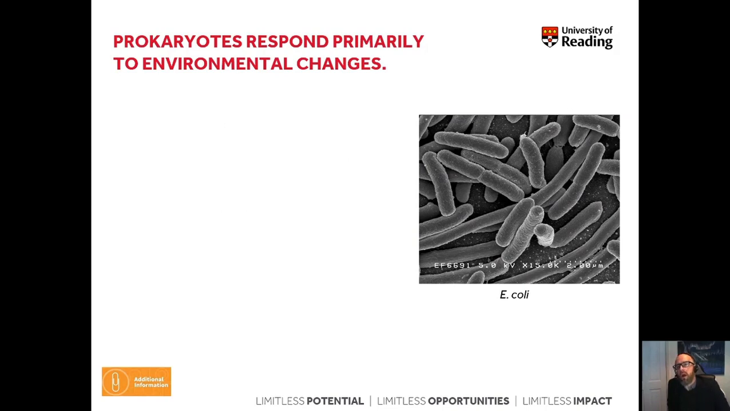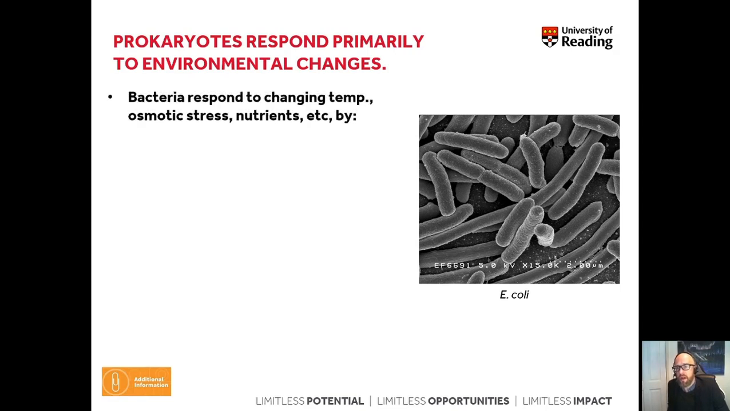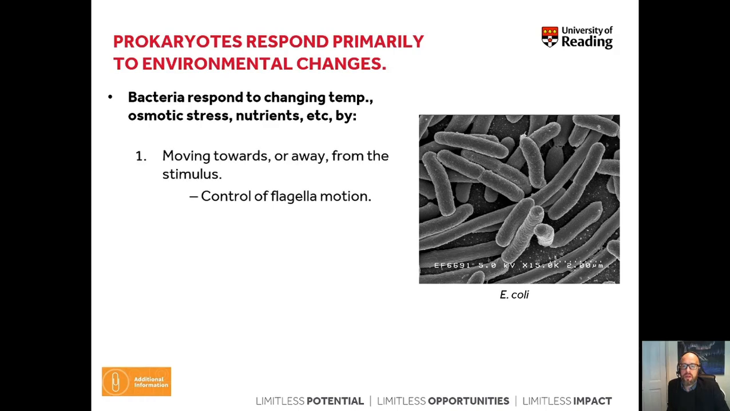So how do prokaryotes like bacteria respond to signals? Importantly, bacteria respond primarily to environmental changes. They do have certain quite primitive ways to react to the presence of signals released from other bacterial cells, but they react mainly to changes in the environment. They respond to changing temperature, they can respond to osmotic stress, the presence or absence of nutrients, and so on. And they do so by moving towards or away from the stimulus. And this is usually controlled by the motion of flagella.